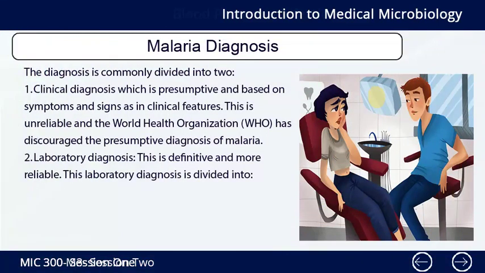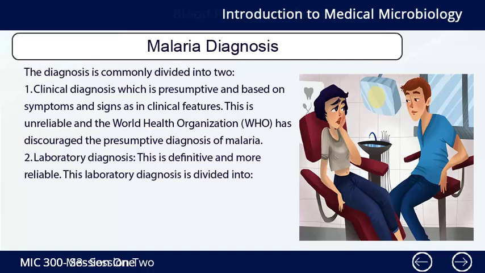Malaria diagnosis. The diagnosis is commonly divided into 2. 1. Clinical diagnosis, which is presumptive and based on symptoms and signs as in clinical features. This is unreliable, and the World Health Organization has discouraged the presumptive diagnosis of malaria. 2. Laboratory diagnosis. This is definitive and more reliable.